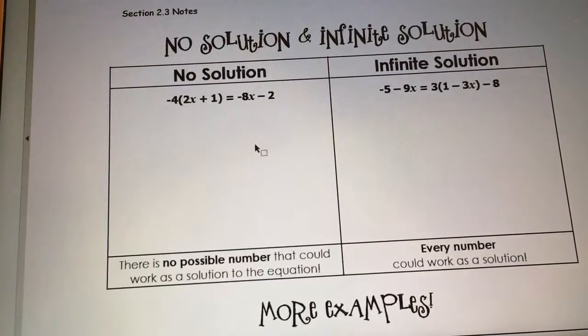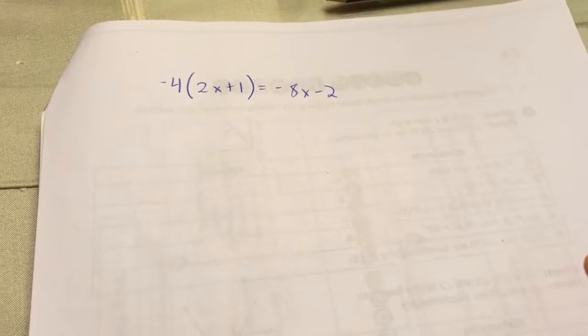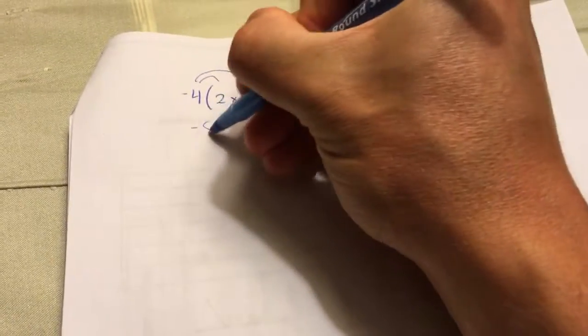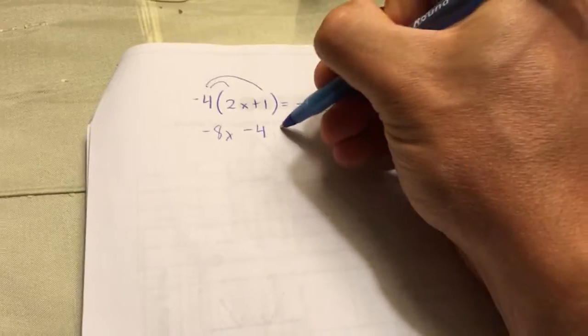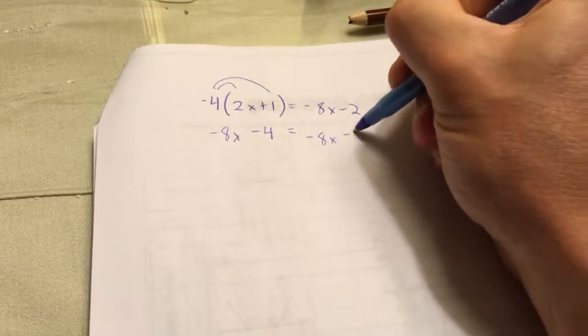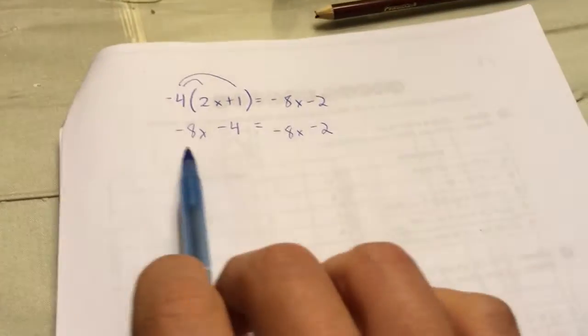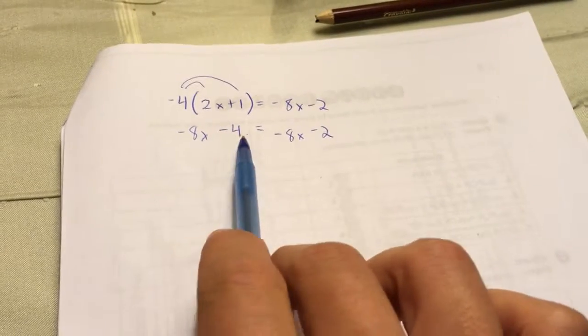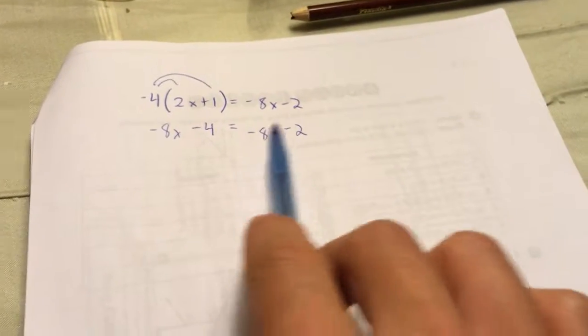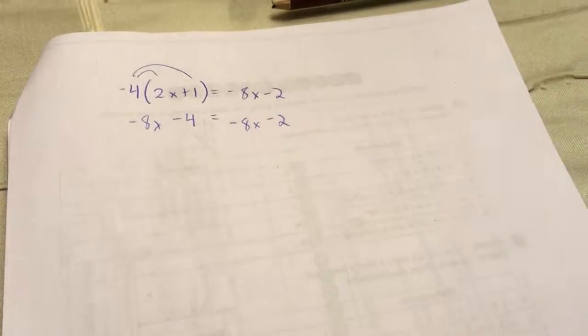So -4 times (2x plus 1) equals -8x minus 2. Our first step is to distribute. So we distribute the -4 in. -4 times 2x and -4 times +1. So we get -8x minus 4 equals -8x minus 2. So, we look to combine like terms here, and there are no like terms on the left side to combine since that's an x and that's a constant term. And same thing on the right side. There's a variable term and a constant term, nothing to combine.